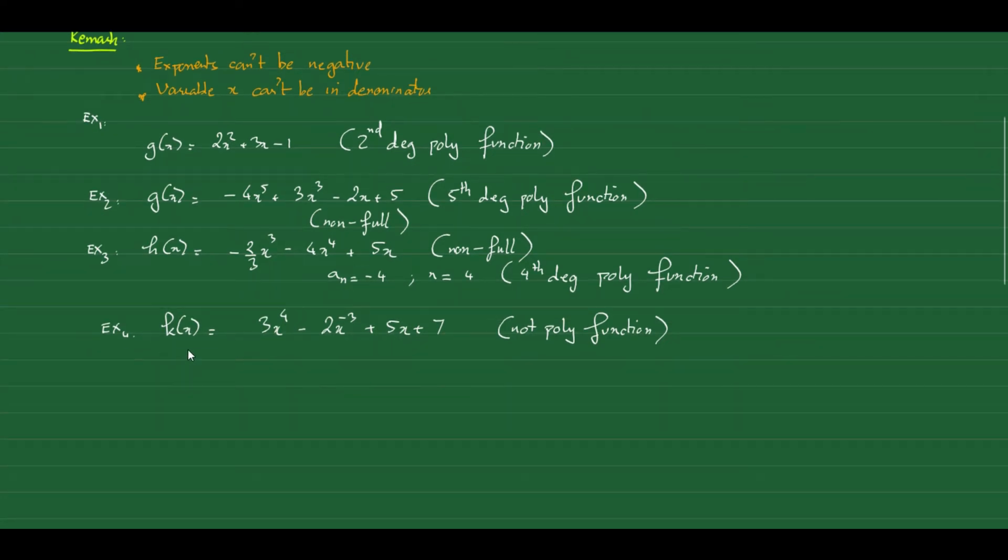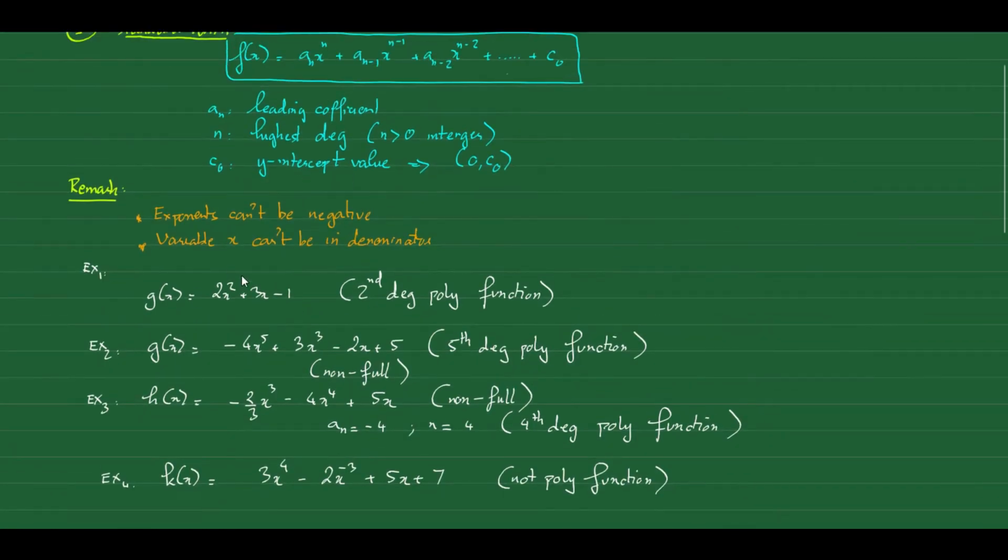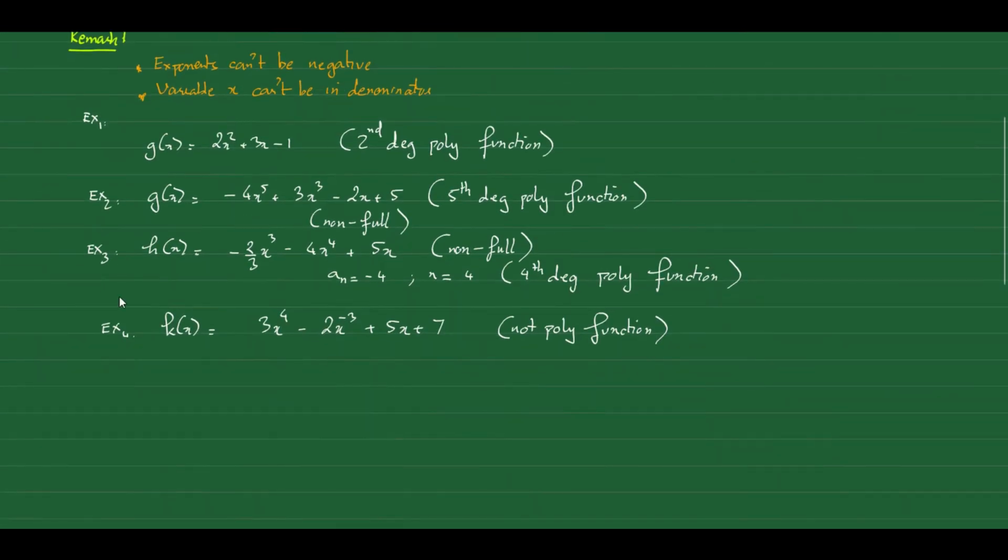Now, how about the domain? Everybody knows that for a quadratic function, which is second degree, the domain is from negative infinity to positive infinity. So similarly, I'm going to put the second remark right here. For all polynomial functions, the domain is always negative infinity to positive infinity. Okay, for all of them.